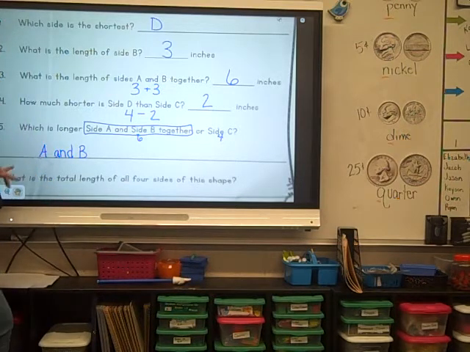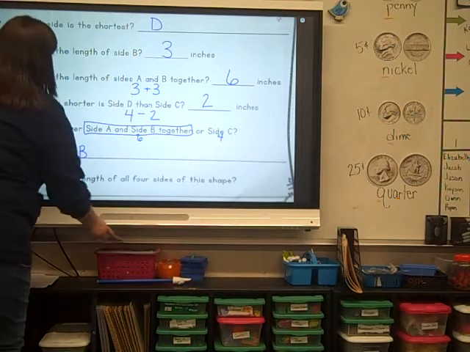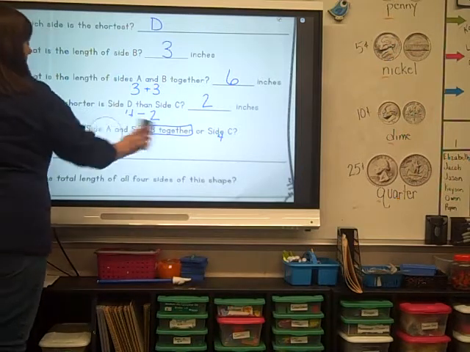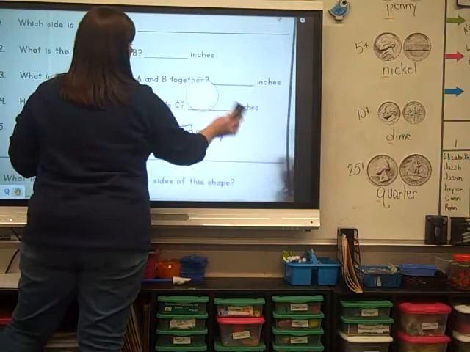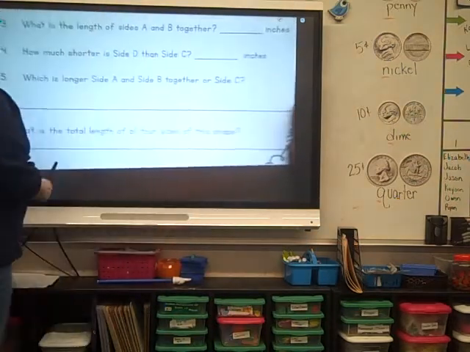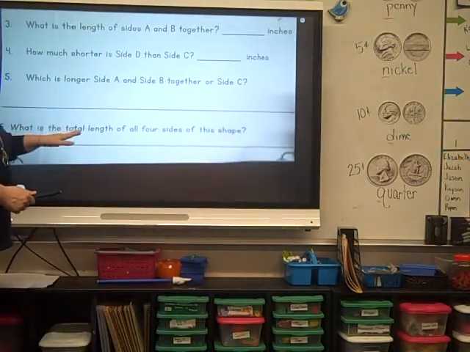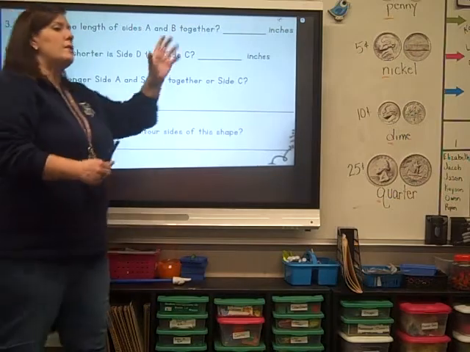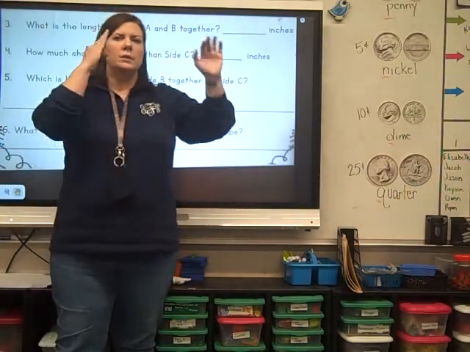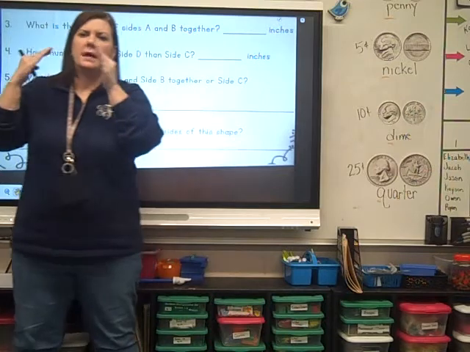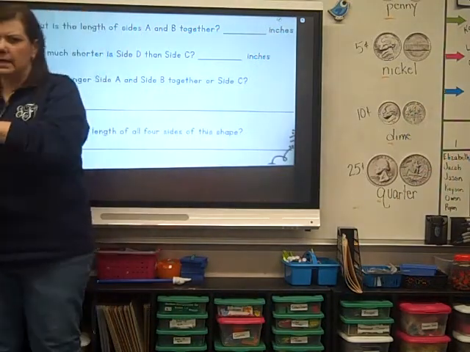Okay? All right, let's go down here to number 6. I've got to erase because I've got to move the paper up. Okay, guys? All right, here's number 6. What is the total length of all 4 sides? So they want to take side A plus side B plus side C plus side D.